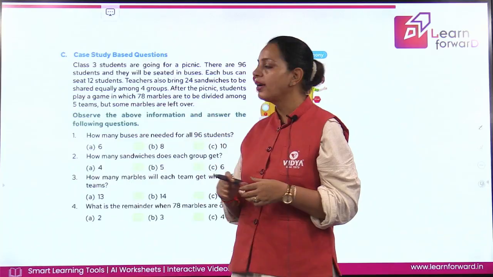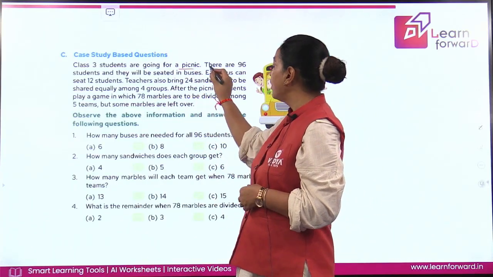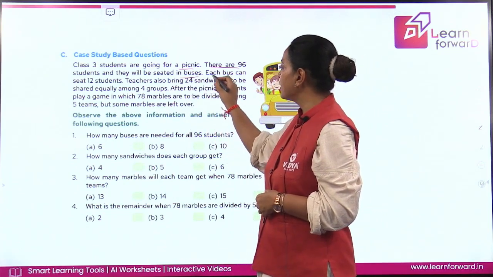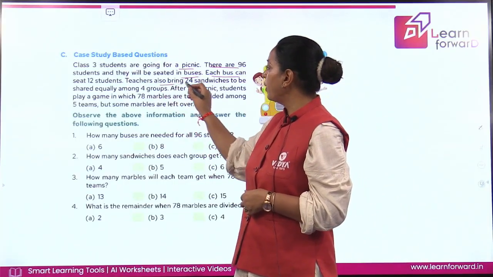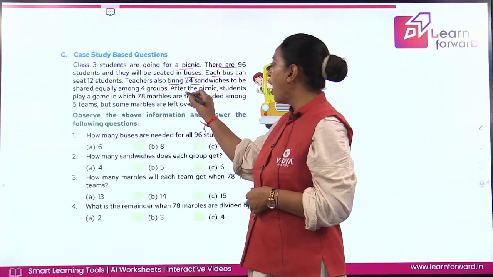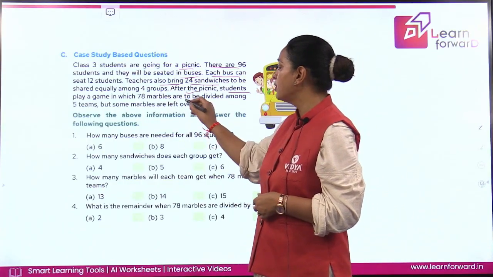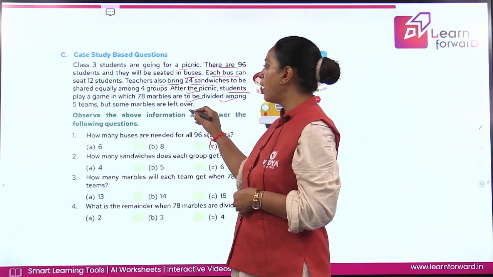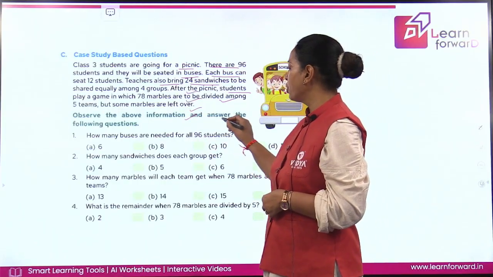Now C part, case study based questions. Class 3 students are going for a picnic. There are 96 students and they will be seated in buses. Each bus can seat 12 students. Teachers also bring 24 sandwiches to be shared equally among 4 groups. After the picnic, students play a game in which 78 marbles are to be divided among 5 teams, but some marbles are left over. So observe the above information and answer these questions.